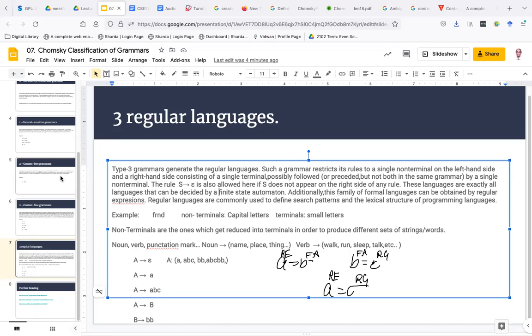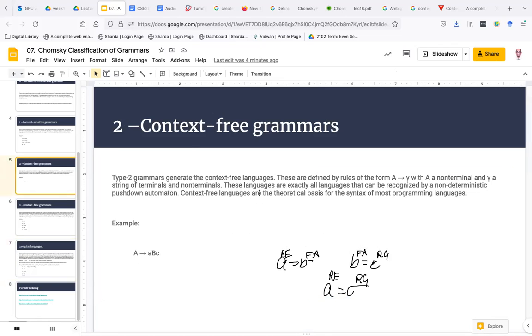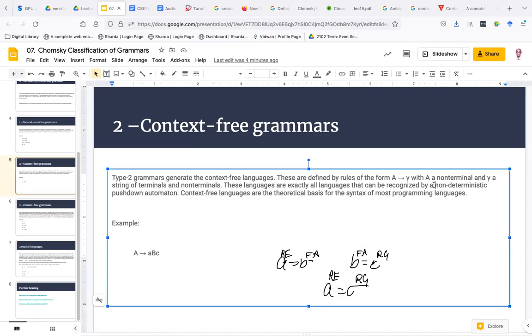Now context free. Context free is very lenient as compared to regular language. These languages are exactly all languages that can be recognized by a non-deterministic push-down automata. We will see that in a little while. There is another automata which we will study in the next unit, which is push-down automata. So they are defined as A to gamma, where A is a non-terminal and gamma is a string of terminals and non-terminals.